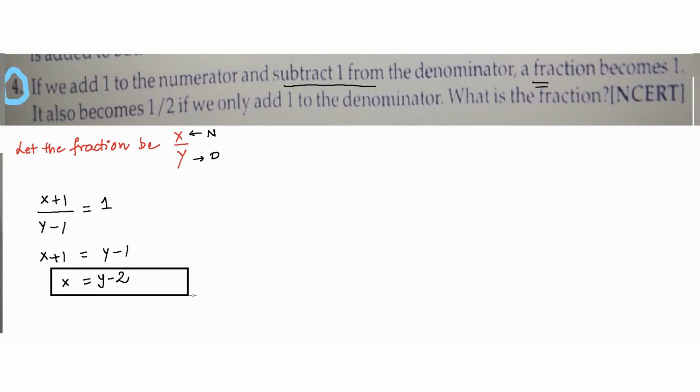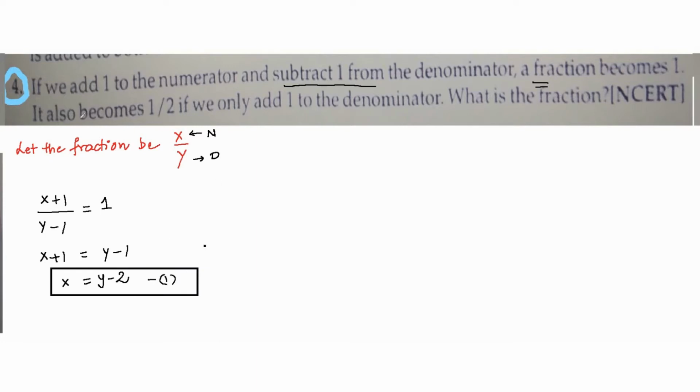If we add 1 to the numerator and subtract 1 from the denominator, that is y minus 1, then this fraction becomes 1. So that means (x plus 1) by (y minus 1) becomes 1, which means x plus 1 is equal to y minus 1, and therefore I get x equals y minus 2. This is my first equation. I can mark this as my first equation.